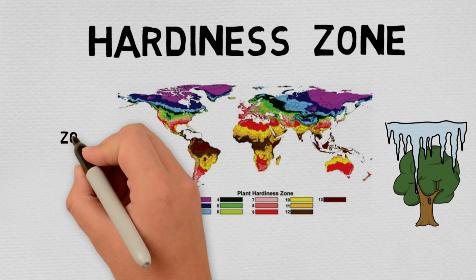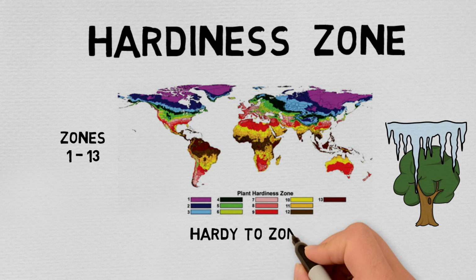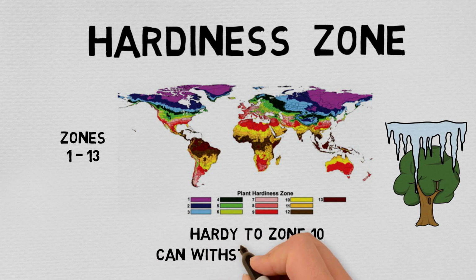The zones range from 1 to 13 and are based on the average annual minimum temperature of the region. For example, a plant that is described as hardy to zone 10 means that the plant can withstand minimum temperatures of 30 Fahrenheit to 39 Fahrenheit.